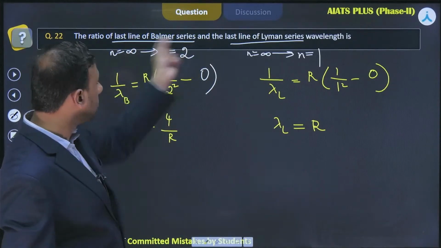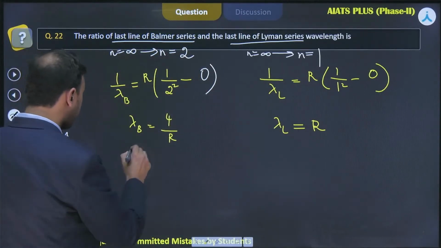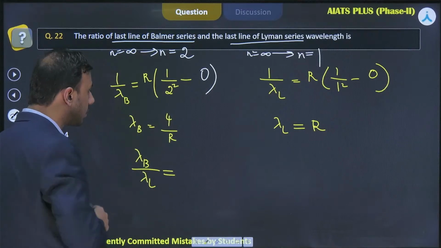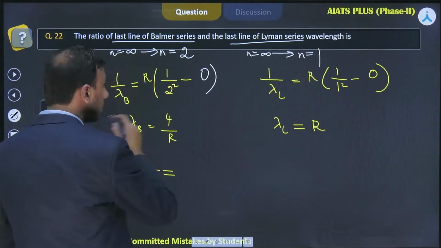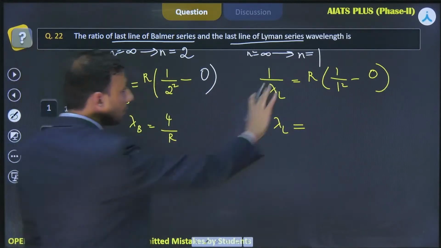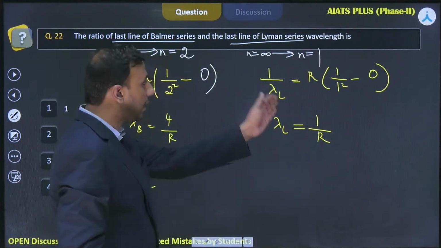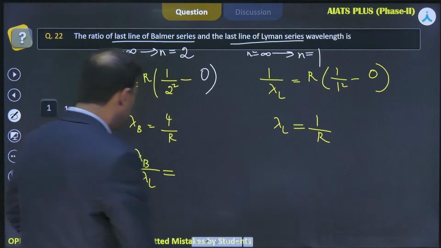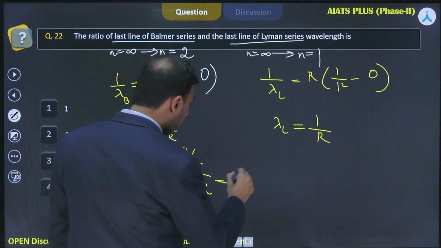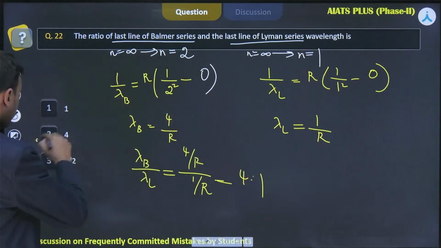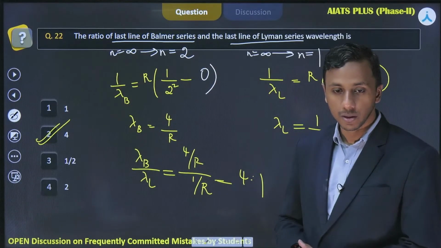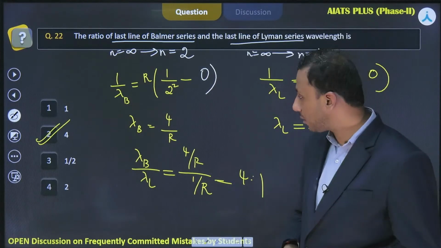So we have to take the ratio. If you take the ratio, what would it become? Lambda B over lambda L, 4 by R. Oh, wait. Here it should be, yeah, it would be 1 by R, because 1 by lambda is R, so lambda would be 1 by R. So take the ratio, 4 by R over 1 by R. So the ratio would be 4, or 4:1. Yeah, thank you, Dasrath.